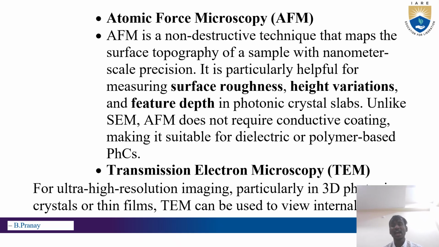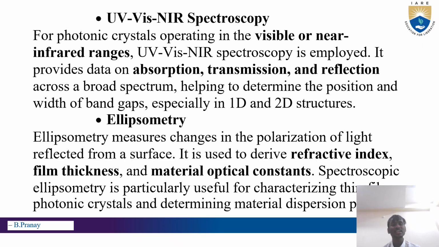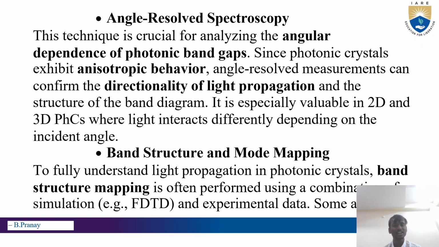TEM is used for high resolution. Next, optical characterization techniques. FTIR is used to measure transmission and reflection in the infrared, and it helps in identifying photonic band gaps. UV-Vis-NIR spectroscopy is used for operating in the near or far infrared range.